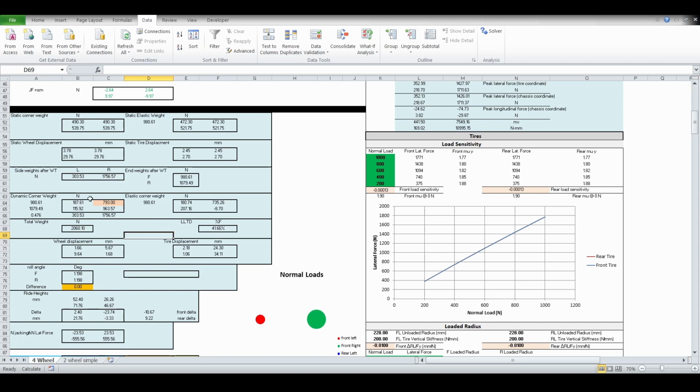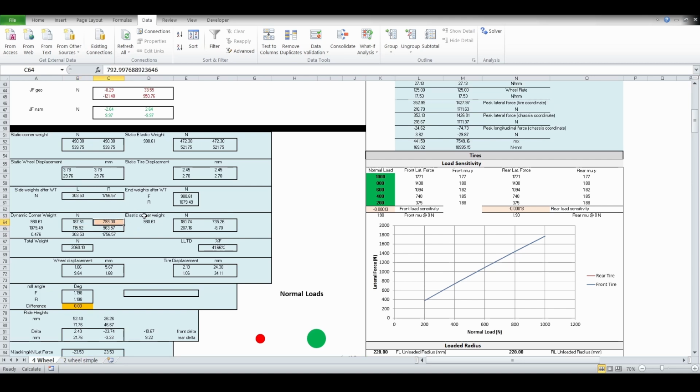And the dynamic corner weights, since it's changing this one, these are all equations based off of this cell, because this cell is going to be changing. So you need the calculations for the right rear, front left, and rear left to be based off this, but they still have to make sense.